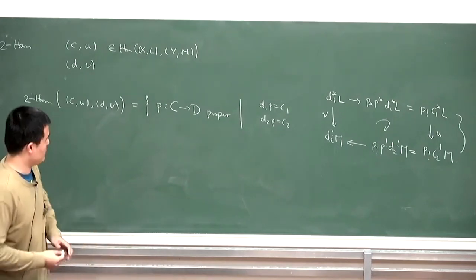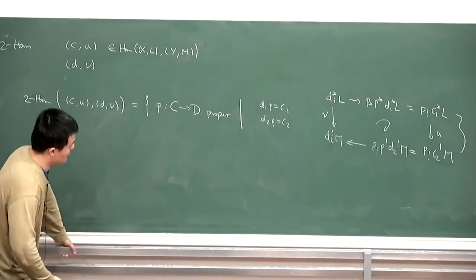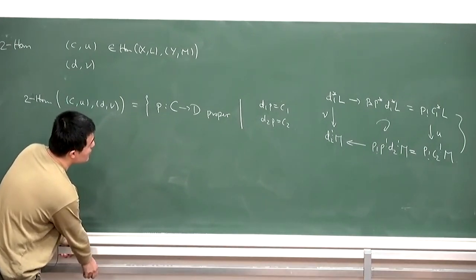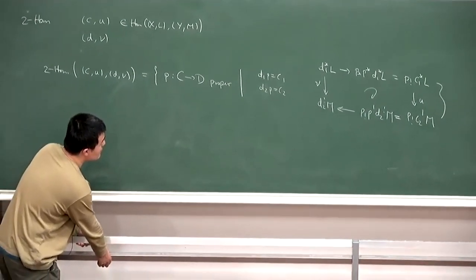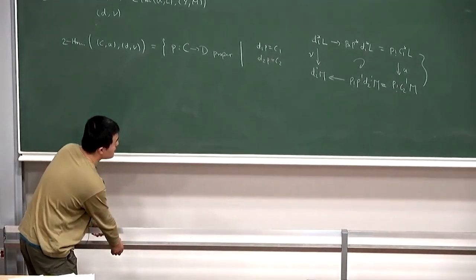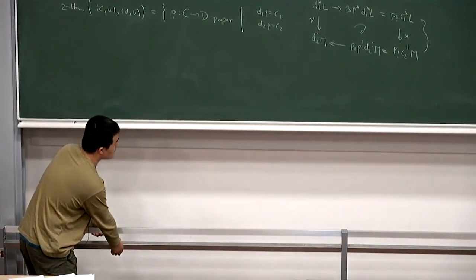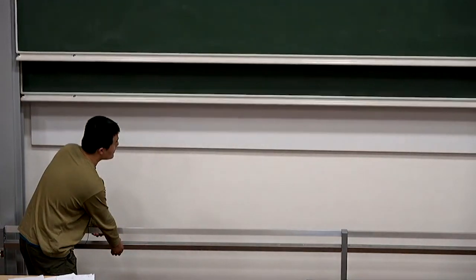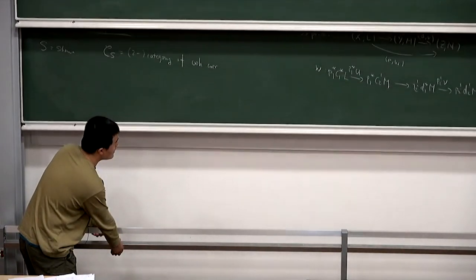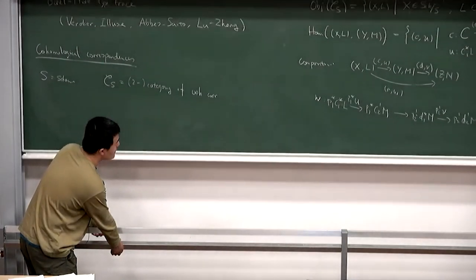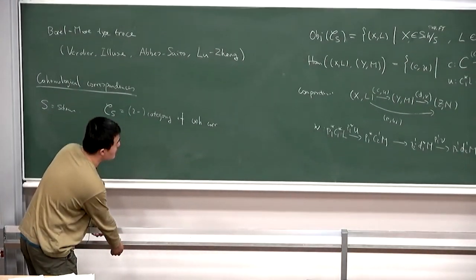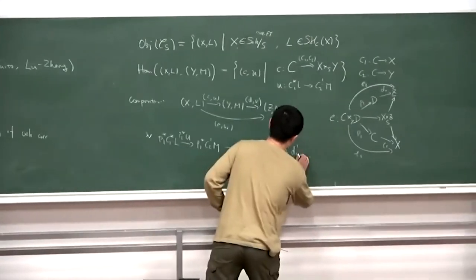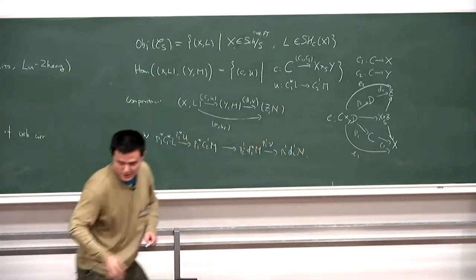But indeed, it doesn't really matter, the two homomorphisms. And now I'm going to define a symmetric monoidal structure on this category, or even two category. This is N, right?